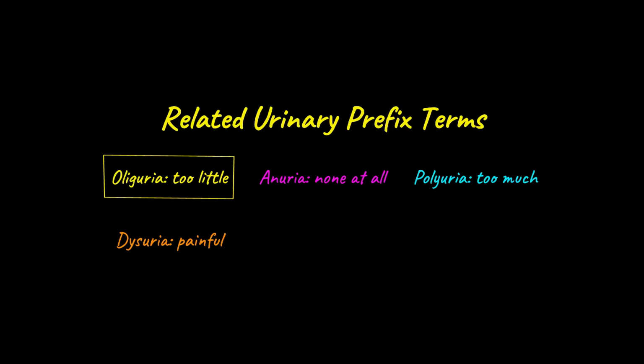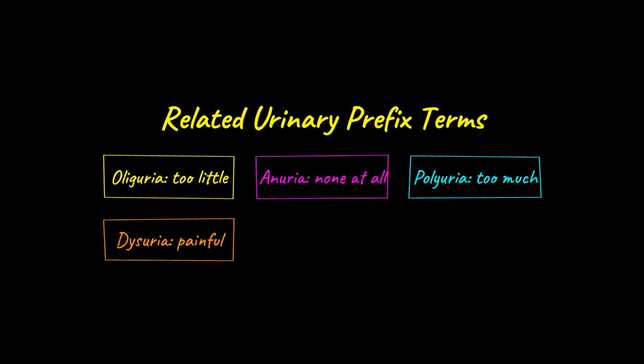The same decoding logic applies across related terms. Anuria means no urine output. Polyuria means excessive output. Dysuria means painful urination. Reading the actual prefix in any question, not just recognizing a urinary word, is what separates the right answer from a trap.